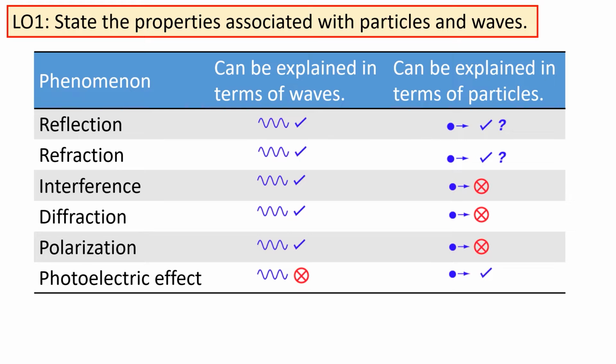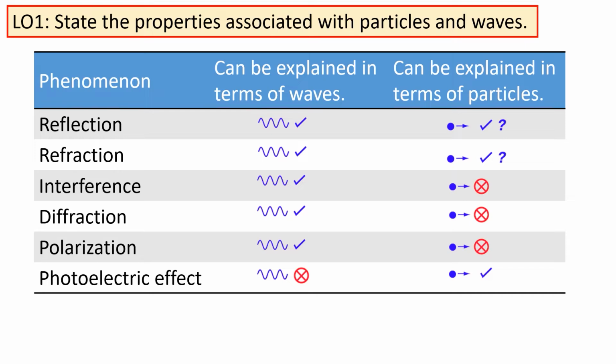To start with, there are several phenomena we should be familiar with in order to fully understand today's lesson. For example, we have reflection, refraction, interference, diffraction, polarization, and the photoelectric effect. Some of these phenomena can be explained in terms of waves and some in terms of particles. For example, reflection and refraction can be explained in terms of waves. However, there are some explanations in terms of particles as well.